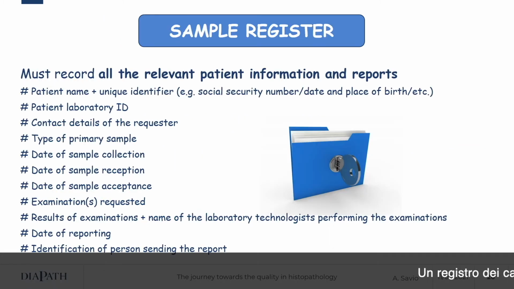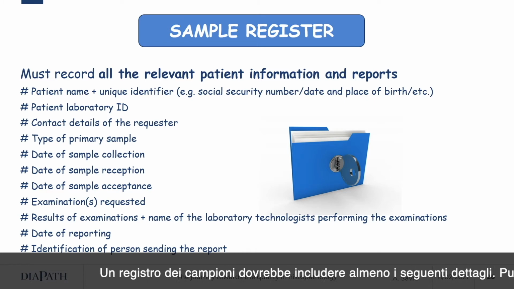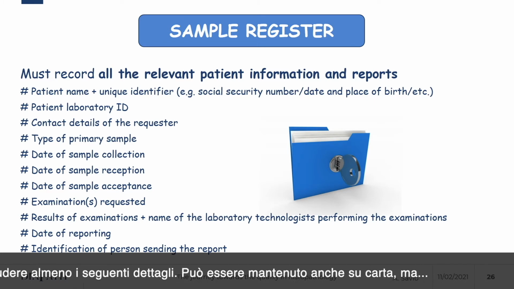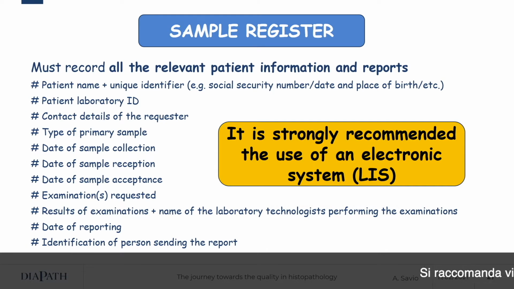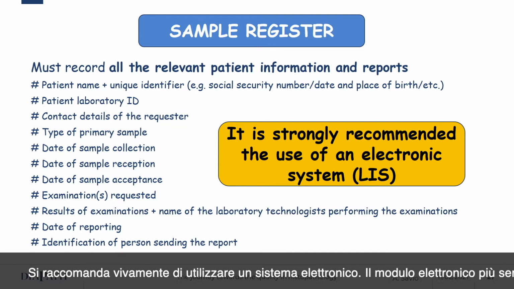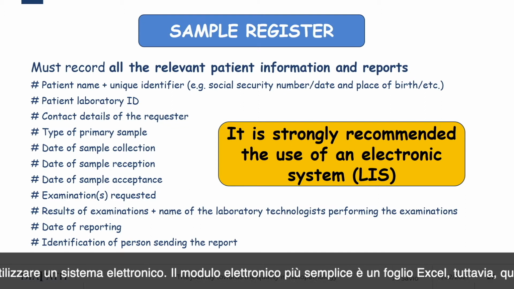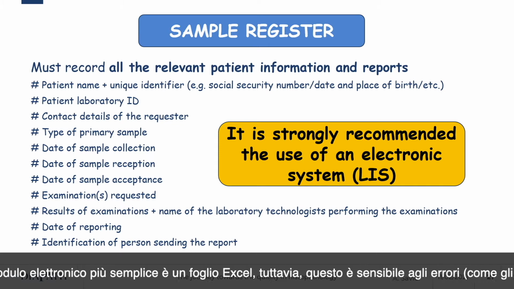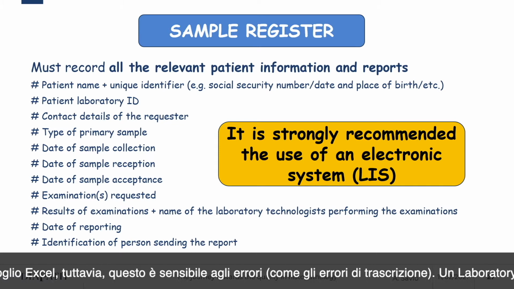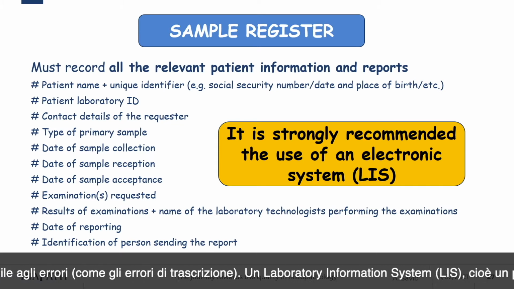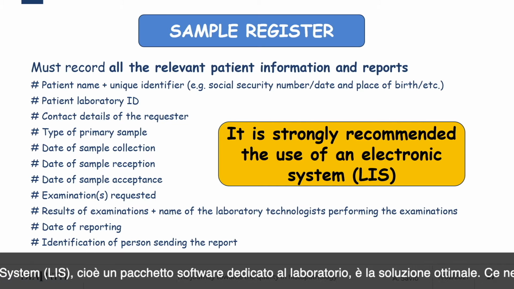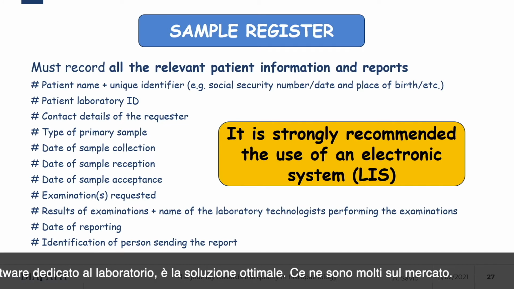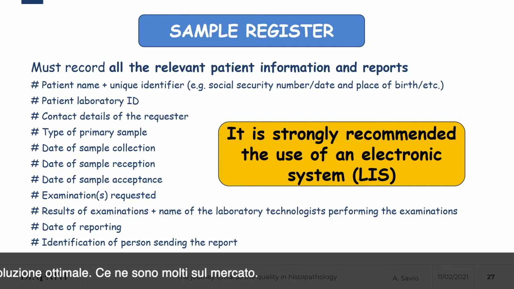A sample register should include at least the following details. It can be maintained on paper, but it is strongly recommended to use an electronic system. The simplest electronic form is an Excel sheet. However, this is sensitive to making mistakes, such as transcription errors. A laboratory information system, a LIS, a software package dedicated to the lab, is the optimal solution.